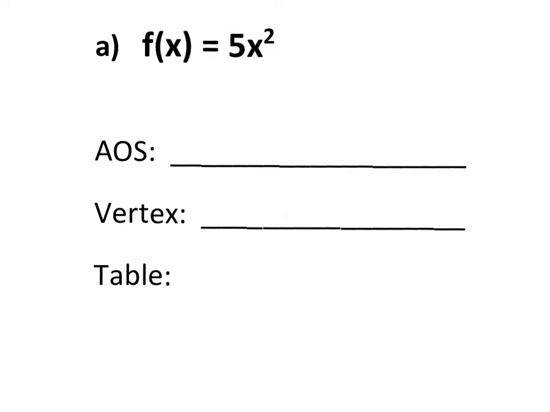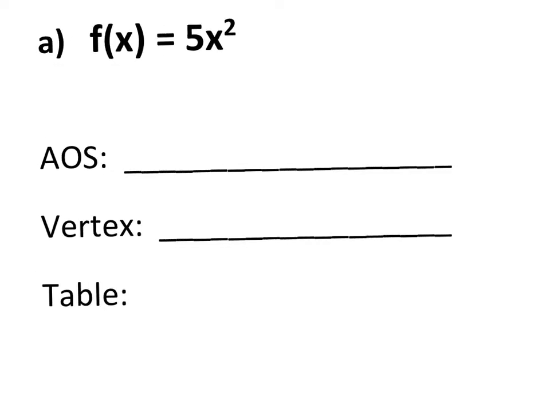Let's zoom in here. Looking at this first one, keep in mind f of x is the same thing as y, so don't let that confuse you. In this problem, 5x squared, there's no b and no c here. So we have a equals 5, b equals 0, and c equals 0, because we're missing both parts.